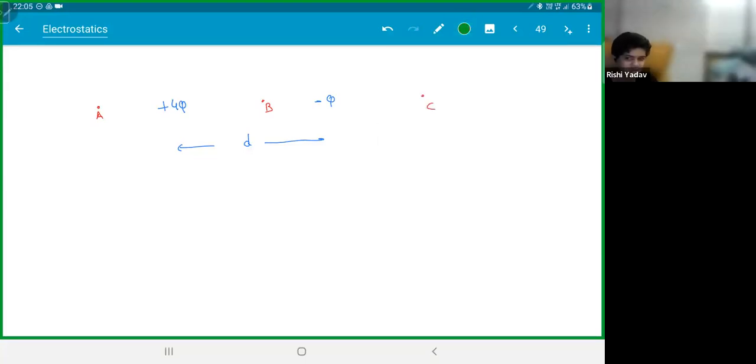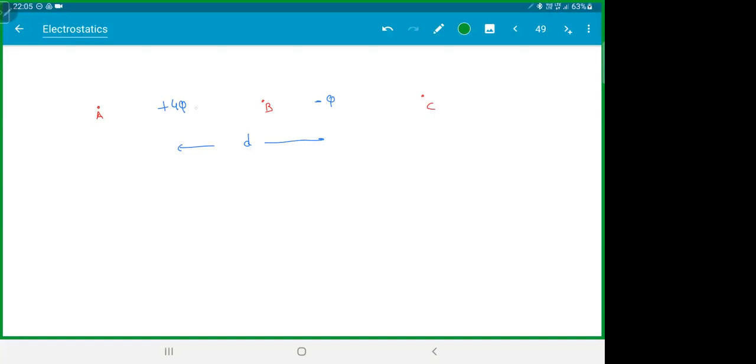C. B. Look at B, what will happen? 4q is there. What will 4q do? 4q is pushing, right? What is minus q doing? Attracting, no? In the center they're adding up. It can't be a null point.